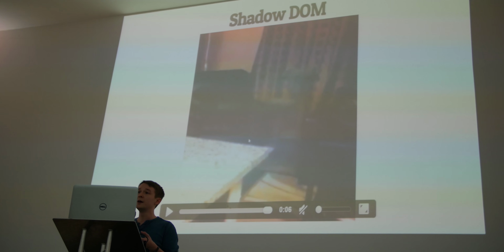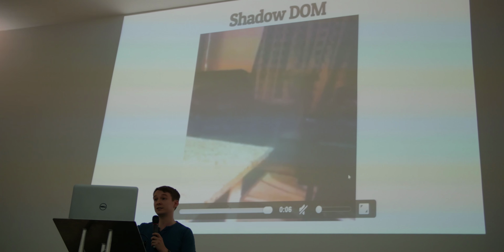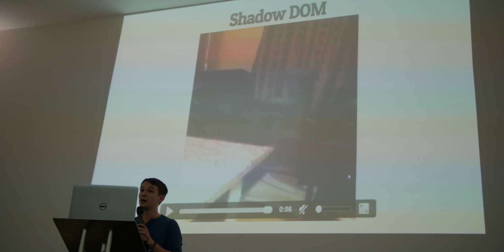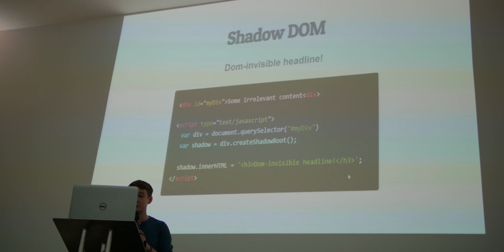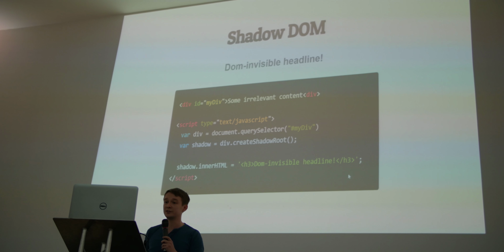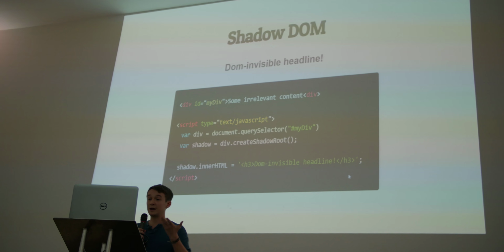And this is interesting because this is now a feature that you can use too. So you can build your own chunks of page isolated from one another. You can build bits of page that are not affected by the CSS on the rest of the page, and by default are not visible to the JavaScript in the rest of the page. And the actual code to do this looks like this. You define a div, you grab the div, and you say, I want a shadow root within it, and then you set some content within that shadow root.